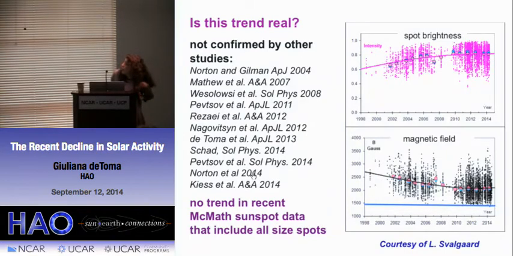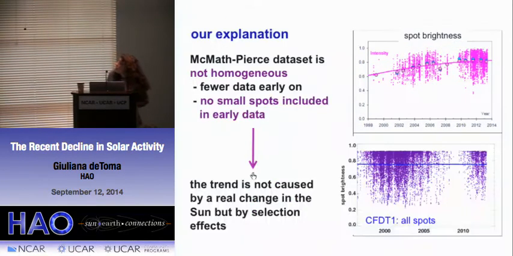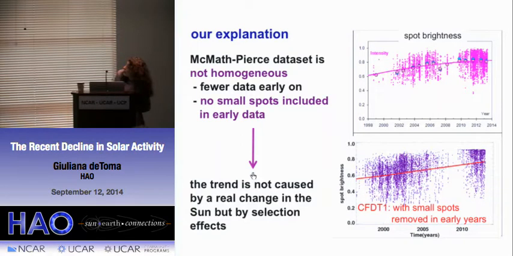So what we think is going on is that there is a bias in the measurement toward the stronger field. So we looked at our record of intensity for the same period of time. This is all the data from San Fernando. Then we artificially removed some of the small spots in the early years to simulate what they did, and this is what you get. So it's very easy to introduce a trend in the data if you don't include all the spots systematically over the period of time. And so the consensus now is that this reported change in spots is not a real change of the sun, but most likely an effect of the selection of the spots that were measured.